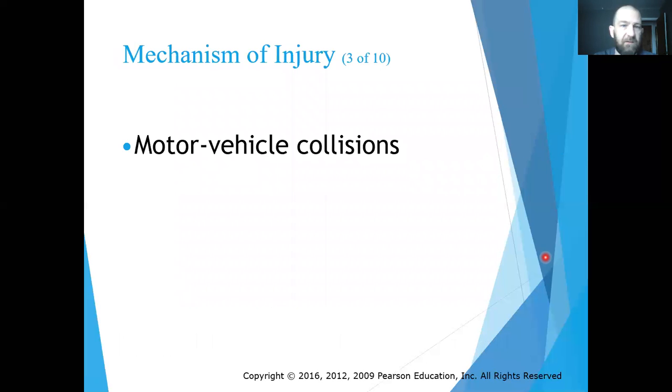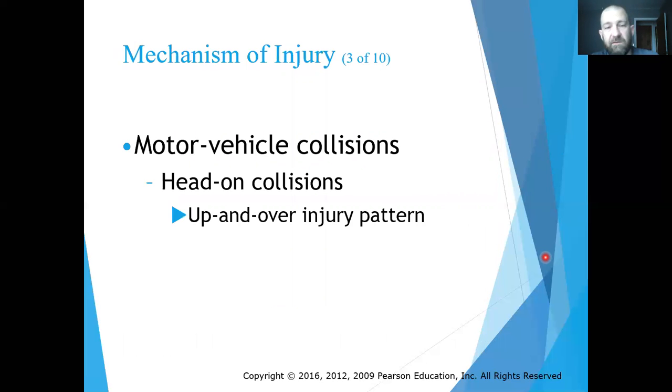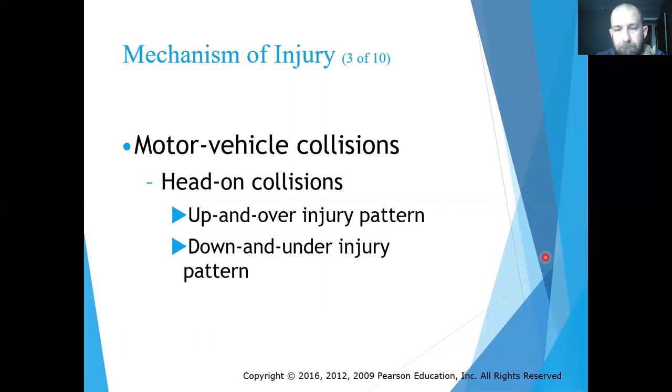All right, more mechanism of injury. For motor vehicle collisions, as we talked about in class, we've got some injury patterns. For head-on collisions, we've got the up and over injury pattern, so we can have injuries to the head, base of the neck, chest, and abdomen. For down and under injury patterns, we can have injuries to the chest, the abdomen from hitting the steering wheel, and the lower extremities as well.